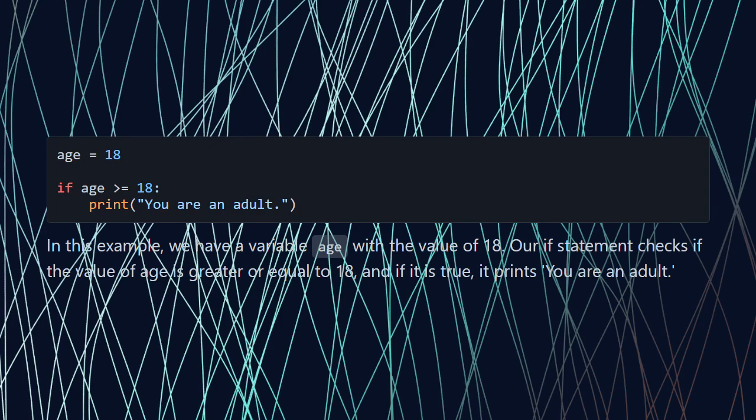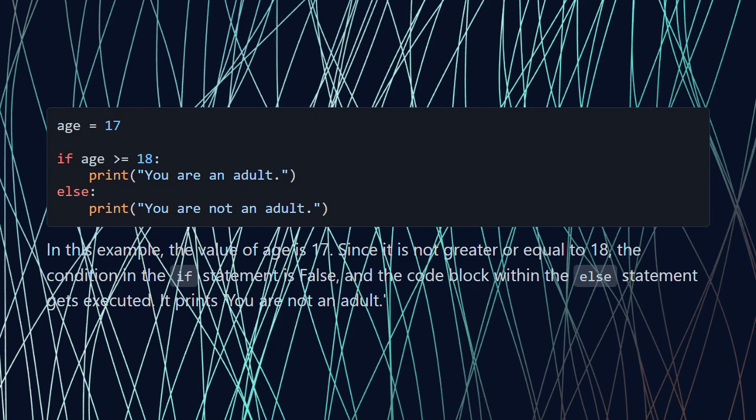In Python, an if statement is used to determine whether a given condition is true or false. If the condition is true, the code block within the if statement will be executed. Here's an example. Now, we'll introduce the else statement.